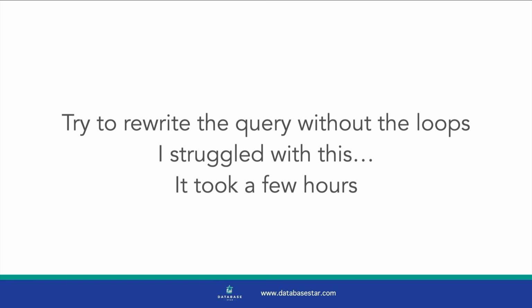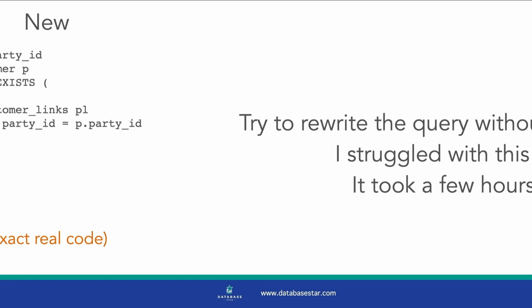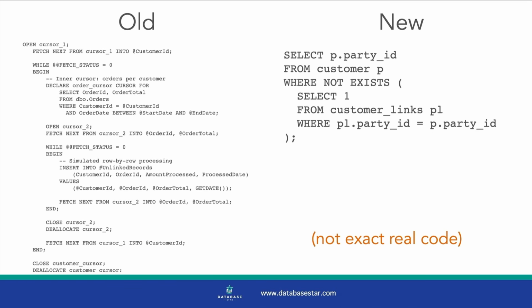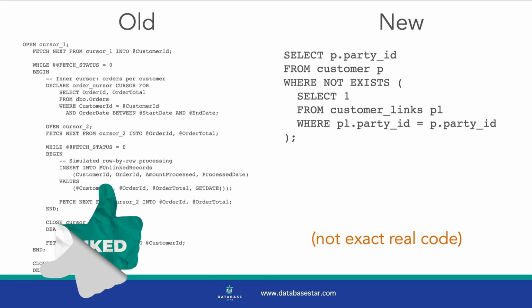results I needed. I struggled a bit with this, trying to get the right combination of not exists and joins and different criteria. However, I got a query written in a couple of hours that seemed to work. I rewrote the logic using a single select statement with a not exists clause. This query returns all parties that do not have a matching record in this other linking table.